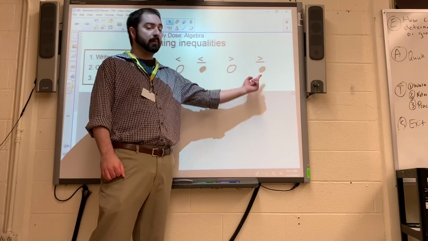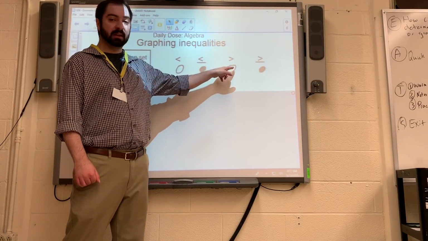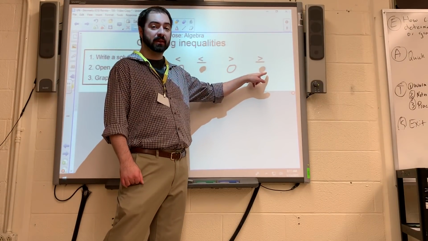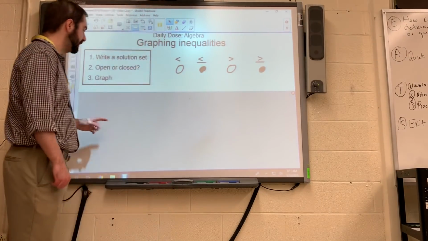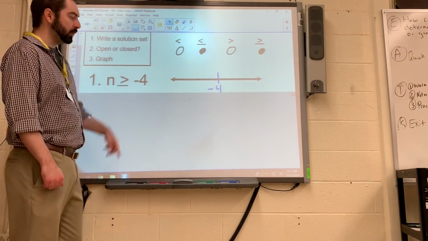First thing you might want to remember is what circles are they? Anything that's less than or greater than gets an open circle. Anything that is or equal to, less than or equal to, greater than or equal to, gets a filled-in circle. So, on the board, we have n is greater than or equal to -4.